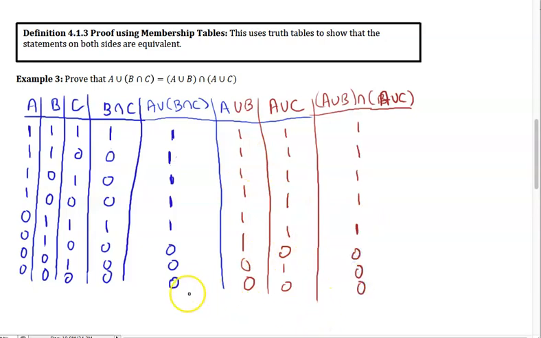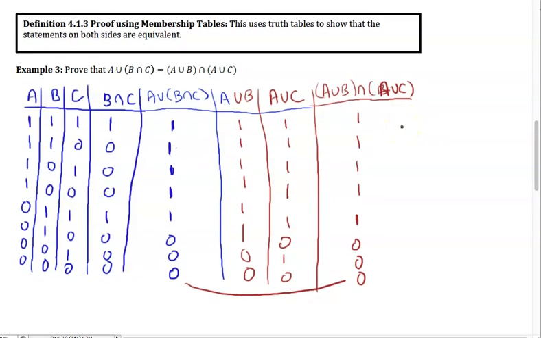There we go. Okay, and then we compare. Because these are identical columns, that says that these are equivalent sets. They're exactly the same sets. All right, so proof using membership table is basically the same idea as showing that 2 composite propositions are equivalent to each other when we're doing propositional calculus. All right, let's look at the next example.